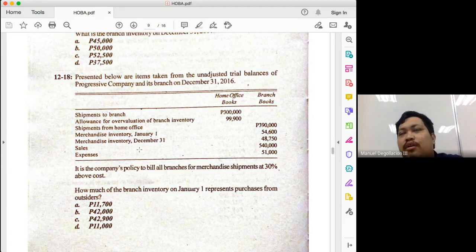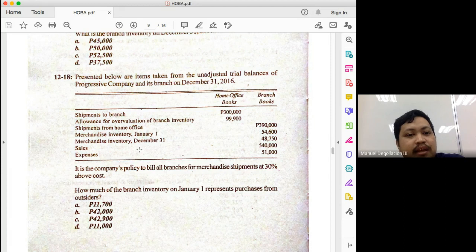We are looking for inventories coming from outside parties. Okay? And to do that, we will have to determine how much of our beginning inventory came from the home office. And the figure that will help us here, class, is the 99,900.